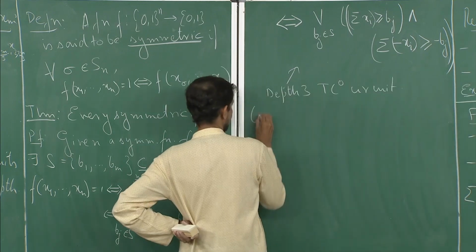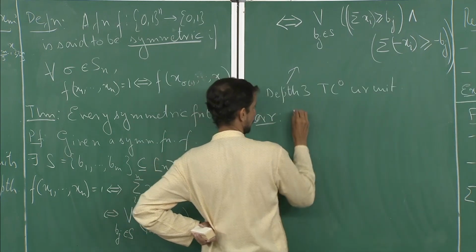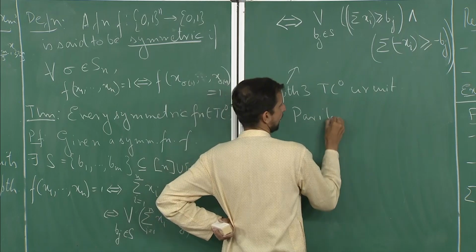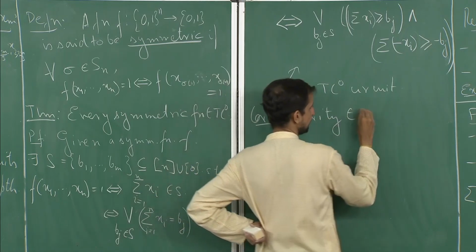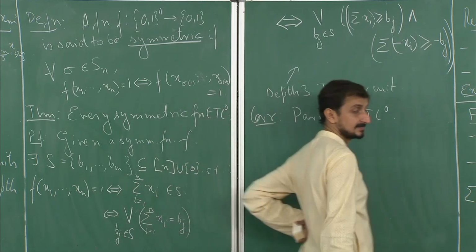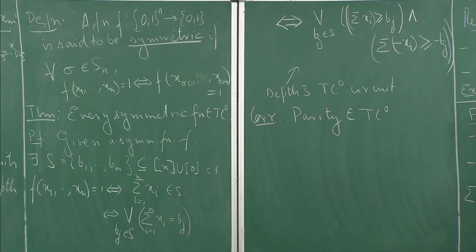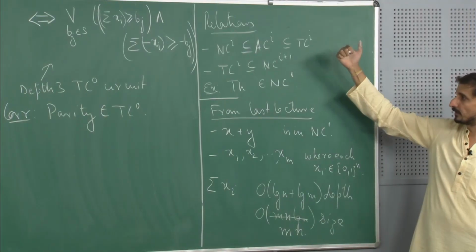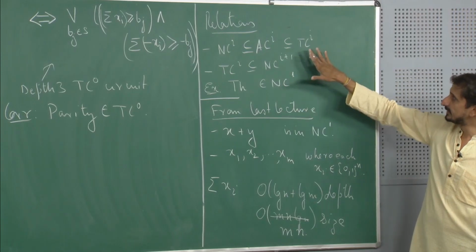So, as I said, immediately as a corollary, what we get is that parity is in TC0. Okay. So, now let us come back to this relation over here. So, for example, we have the parity function, we have showed that parity is in TC0.